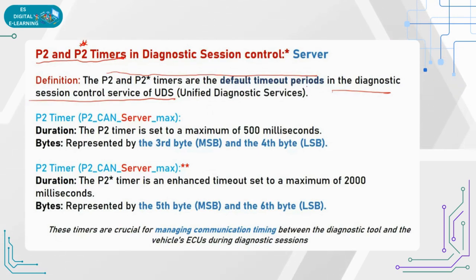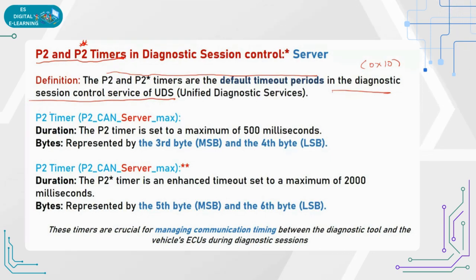Those are the default timeout periods. In the diagnostic session control service, that is 0x10, in bracket you can write down UDS. So what is P2 star server, what is P2 and what is P2 star?